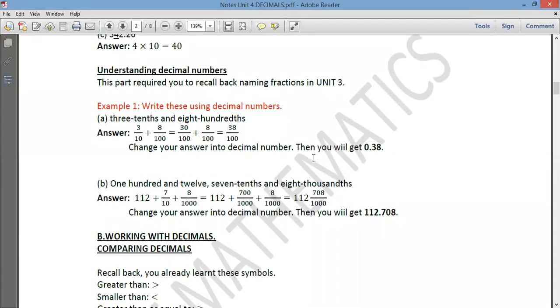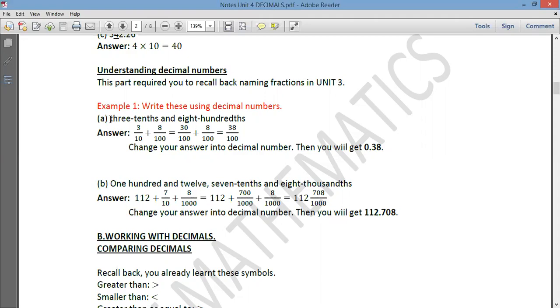Okay, next, understanding decimal numbers. This one you have to apply what you learned in Unit 3, how to name the fraction. Let's say this one, example 1, write this using decimal number. So you have 3 tenths.